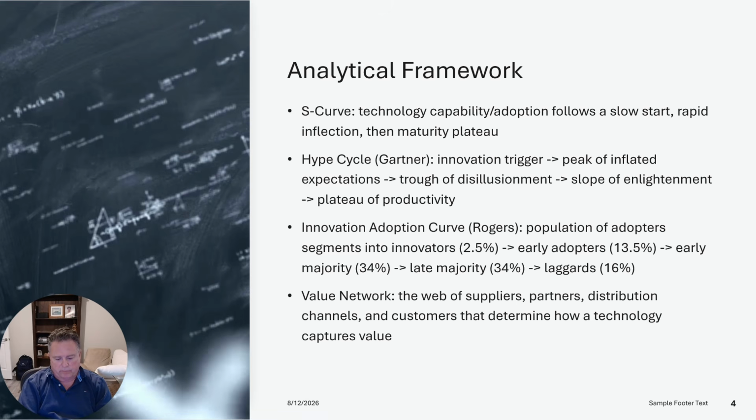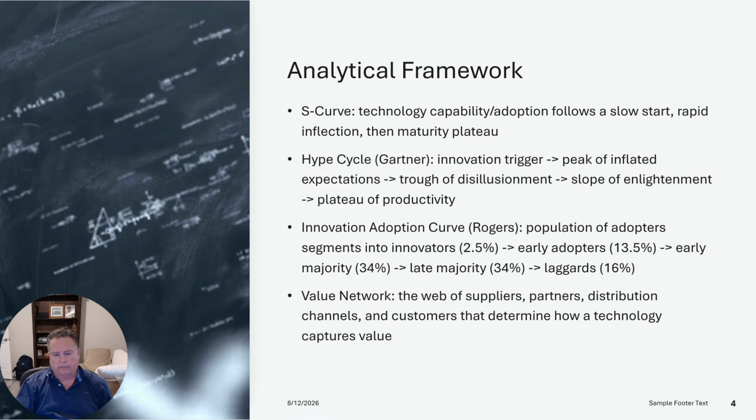The next would be the early adopters, 13.5%, who are influential and adopt once initial value is demonstrated. You have the early majority, 34%, pragmatic adopters who wait for proof but adopt before the technology is fully mainstream. You have the late majority, 34%, who are skeptical adopters who wait until the technology is well established or effectively required. The last group is the laggards, the final 16%, who adopt last, often only when a technology becomes unavoidable.